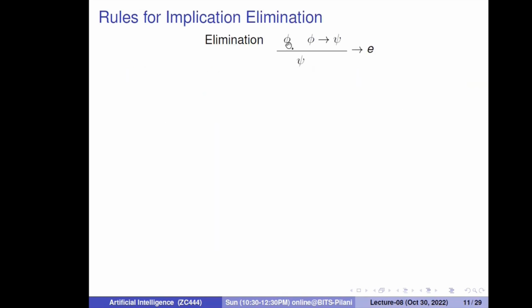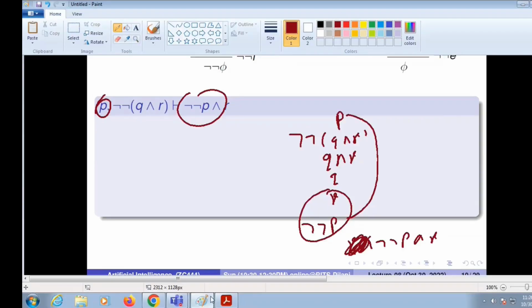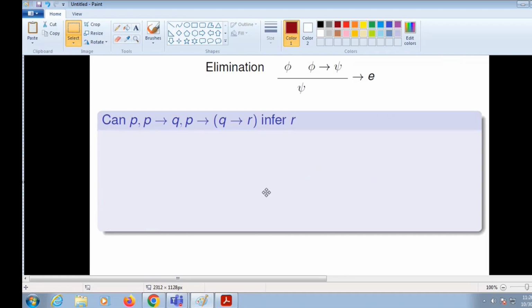Next condition is this: if you have phi and you have the statement that phi implies psi, then you can say psi. That's called implication elimination. So let me see an example. Let me write it like this. Can you show me this?